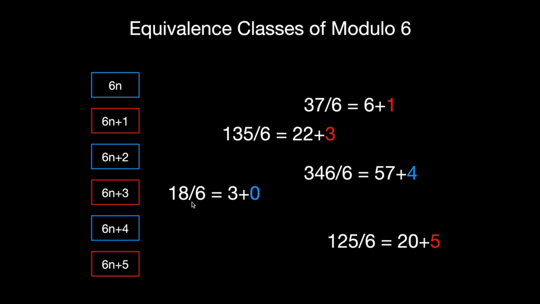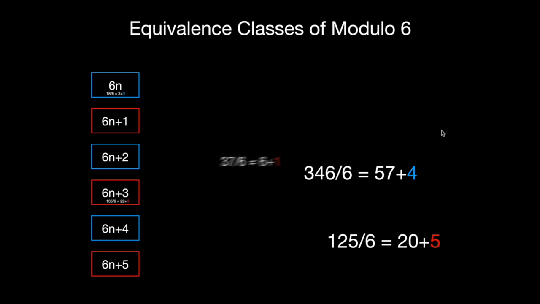So 18 divided by 6 is 3 with no remainder. That means it's going to show up in this equivalence class. 135 divided by 6 is 22 plus 3, which means it's going to come down here into this equivalence class, because the 6n refers to dividing by 6. I don't care about the 22, it's the 3 that's going to make it into the equivalence class. So now I'll just do a little bit of fancy animation.